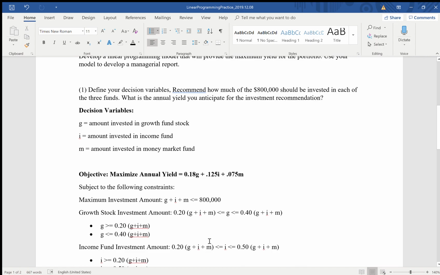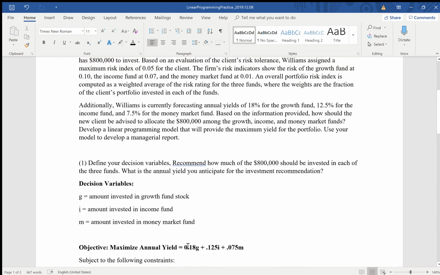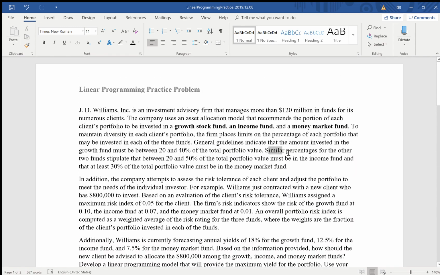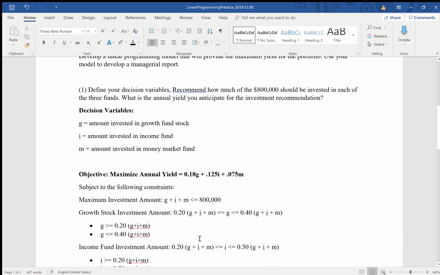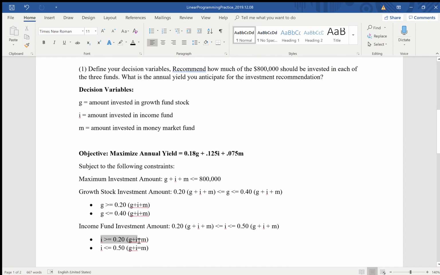All right, so next piece, income fund investment amount. In this case, that information is here. Similar percentages with the other two funds stipulate between 20 to 50% of the total portfolio value must be in the income fund. Okay. Again, I've written it out the same way. So 20% of the sum of G plus I plus M has to be less than or equal to I, but that also has to be less than or equal to 50% of G plus I plus M. And again, that does parse out into two pieces of information that you have to enter into Solver.